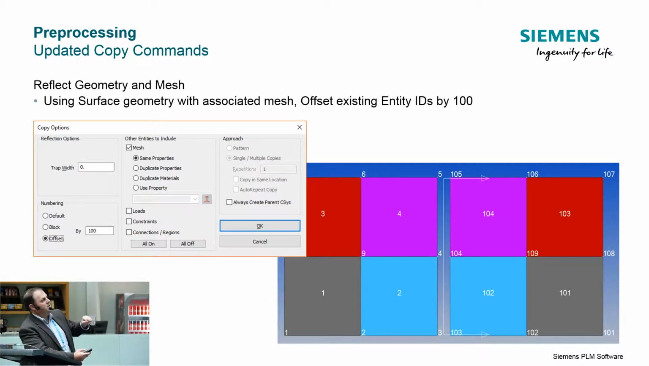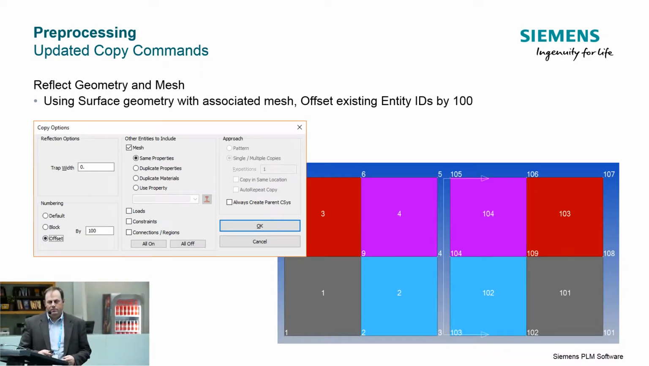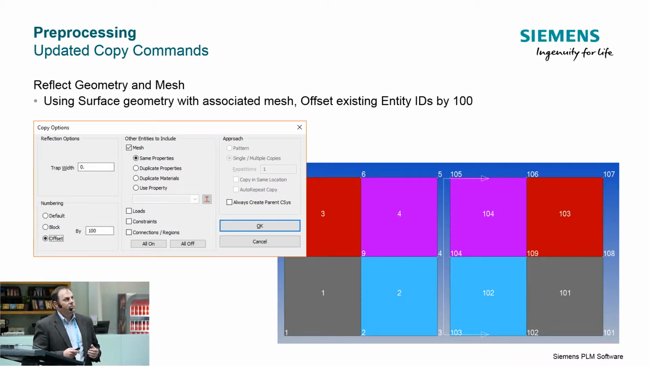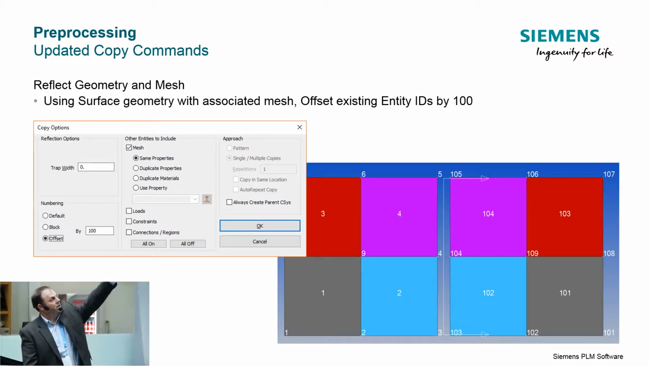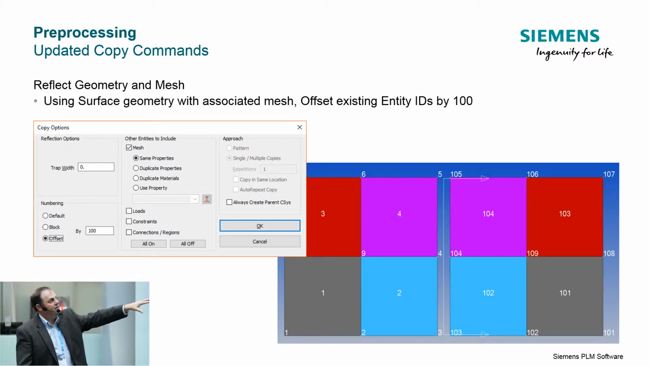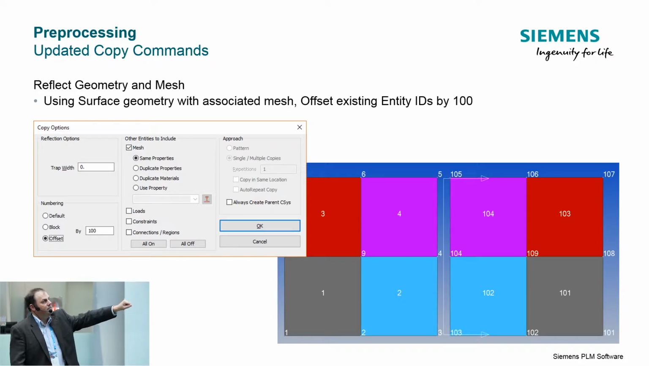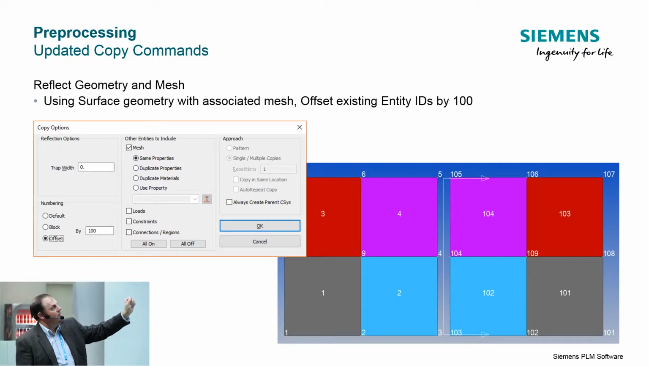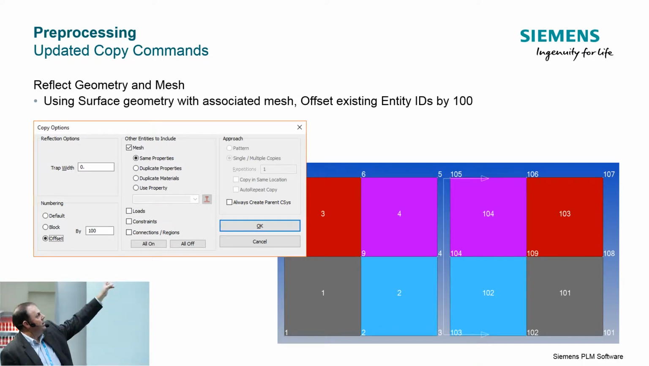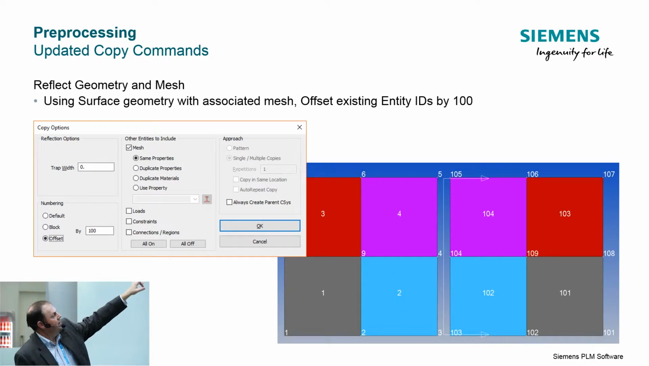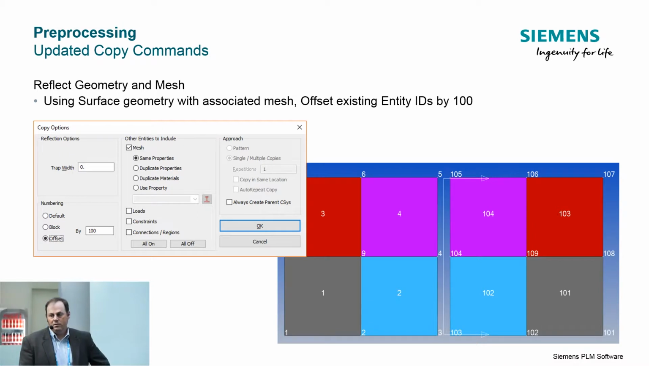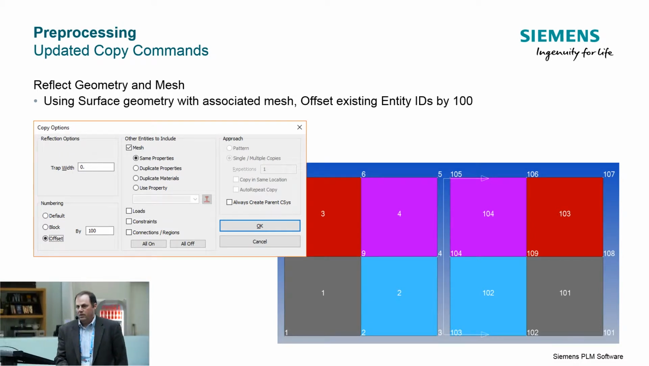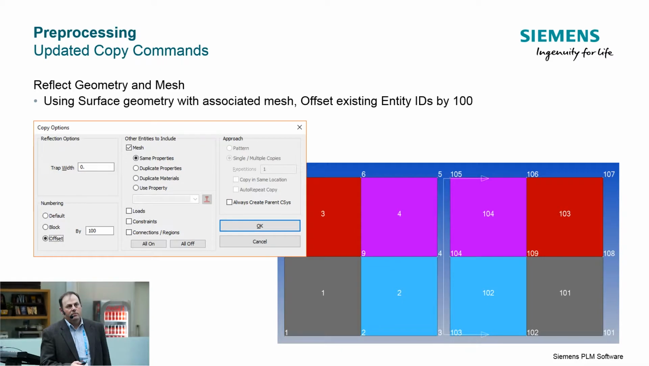We added an option to do some offset numbering. This is our original mesh here on the left-hand side. We use an offset of 100. So when we reflect the body, the reflected body gets the same numbering, just offset by 100.